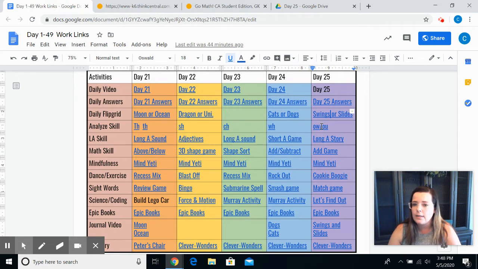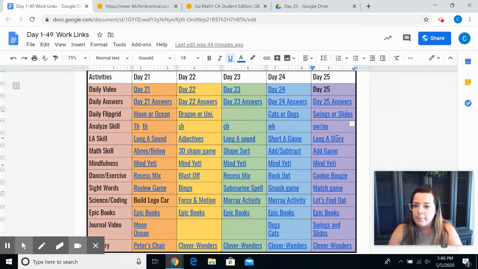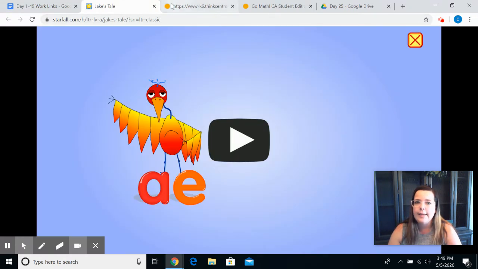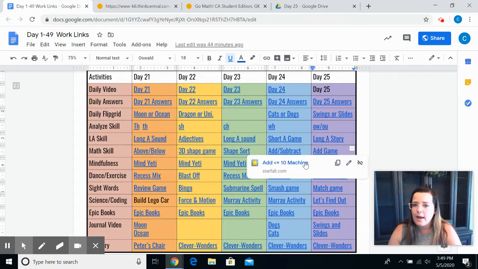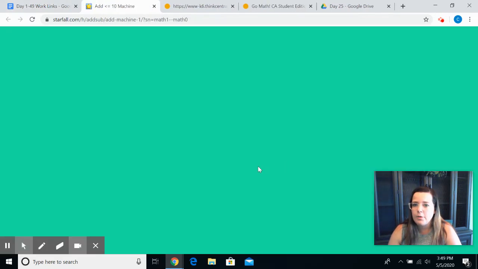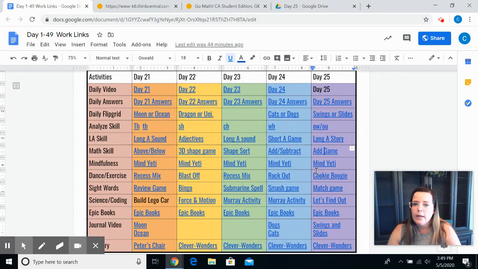Today's analyze sound is the OW and OU sound, which is ow. And if you click on that, it will take you to a video where he talks about the two sounds and when to use them. For our language arts today, we have an activity for that long A sound with that magic E. For math, we have an adding game, which is the adding machine on Starfall, where you can put different amounts together here. You just start here and it will go for you.